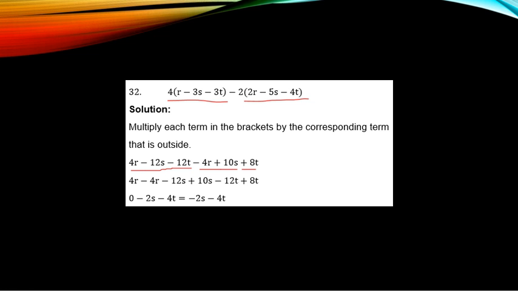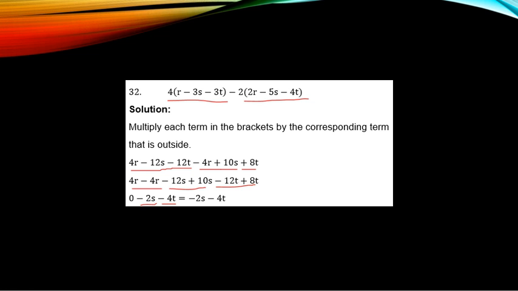If you bring like terms together, you have 4a minus 4a minus 12s plus 10s minus 12t plus 8t. So you have 0, minus 12s plus 10s, that is minus 2s, minus 12t plus 8t, that is minus 4t. 0 is nothing, so you have minus 2s minus 4t.